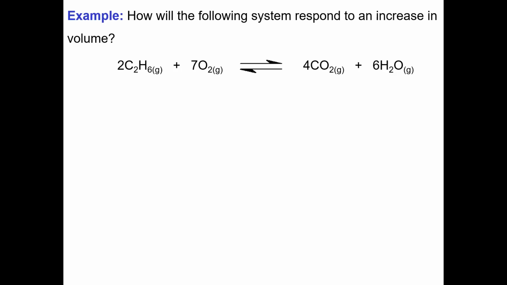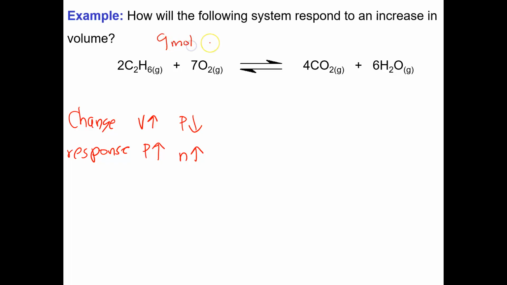So it says, how will the following system respond to an increase in volume? The change that we're doing is to make the volume go up, which means the pressure will go down. So the response will be to make the pressure go up, which means that the number of moles of gas must increase. So let's have a look at what we've got here. On the left-hand side, we have 9 moles of gas, and on the right, we have 10 moles of gas. So if I want the number of moles of gas to go up, I must shift to the right.